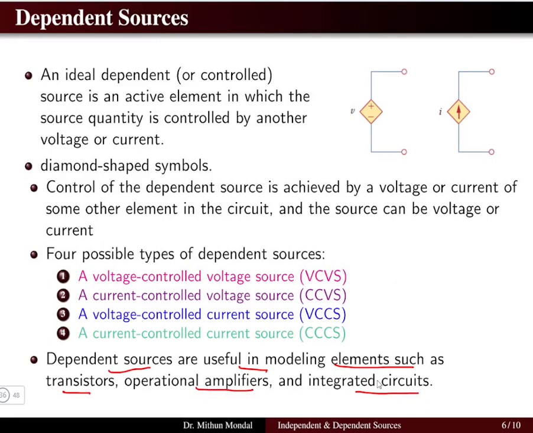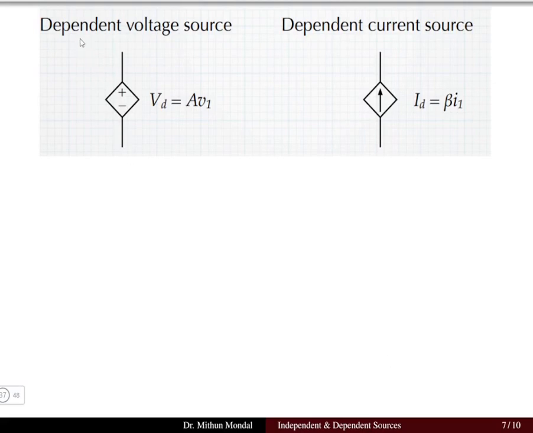Generally in electronics, these dependent sources play a very important role in modeling where we are dealing with transistors, operational amplifiers, and integrated circuits. Now we can see the dependent voltage source and dependent current source.